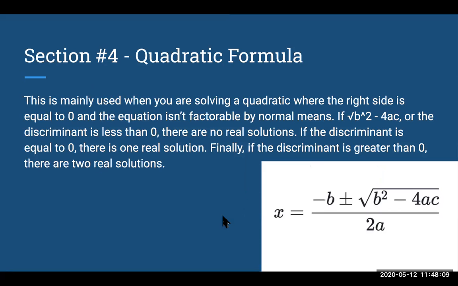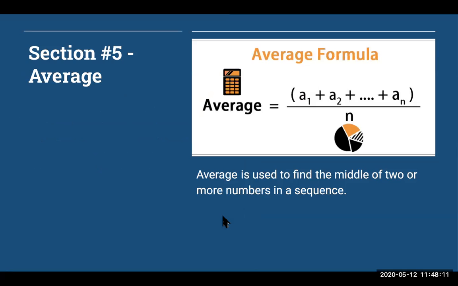Next is the average, which is used to find the middle of two or more numbers in a sequence. The formula is a sub 1 plus a sub 2 all the way up to a sub n, all over n, which is basically saying the sum of all numbers over the number of numbers there are.